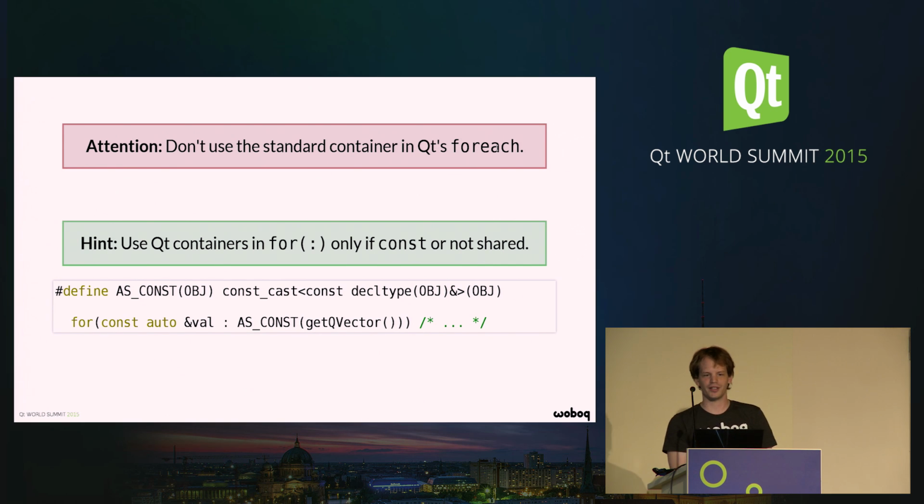So the recommendation is don't use the standard container in Qt foreach, because it's going to be slow, because it's going to make a copy. And as a hint, only use the Qt container in the range for if it's const and not shared. You can use this little macro here to make sure it's const. It's a little macro that does a const cast and a bit of C++11 decltype to determine the type of the object.